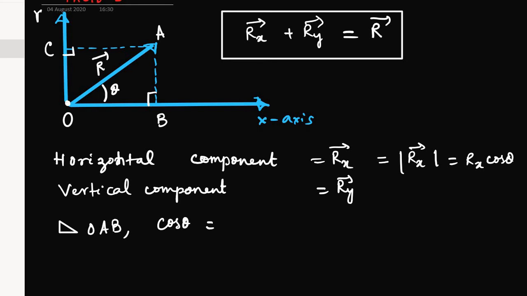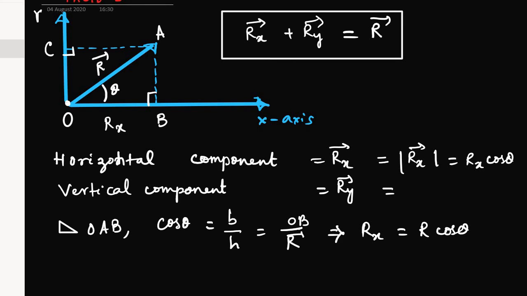I know the value of OA, this is R vector, but I don't know the value of OB or BA, right? So cos theta is B by H, and H here is the R vector. R vector is the hypotenuse and B I don't know. What is B? B is the base OB. That's why OB is actually Rx as we named it. So Rx will be R cos theta. That is the cosine rule. Similarly, Ry will be R sin theta.